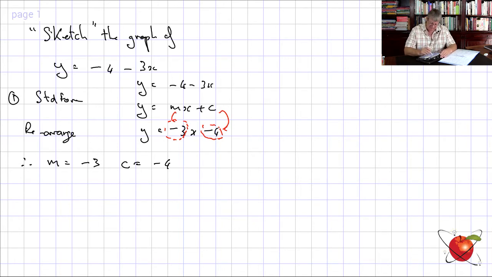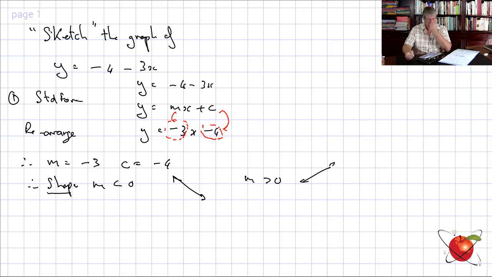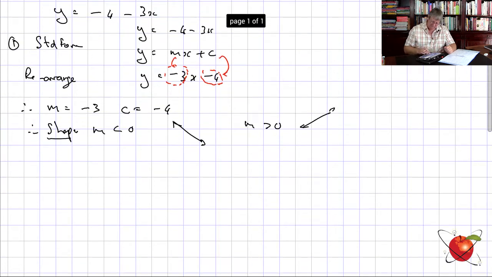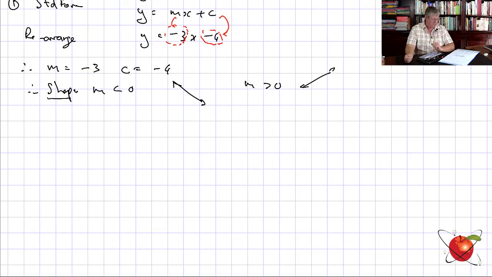Now, the next step with this is to say, okay, therefore, the shape. m is less than 0, means m is negative, which means it's going to slope that way, right? What were our choices? If m was greater than 0, it's going to slope upwards, isn't it? Okay? Right. Now the next one. Step 2. Let x equal 0 and work out y.